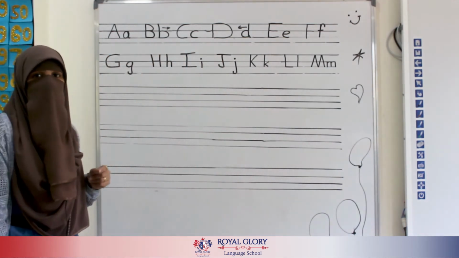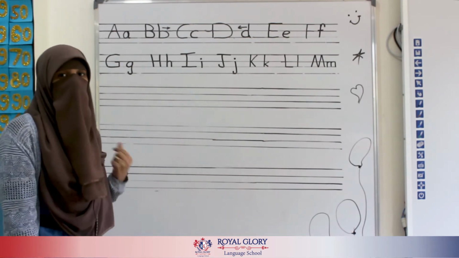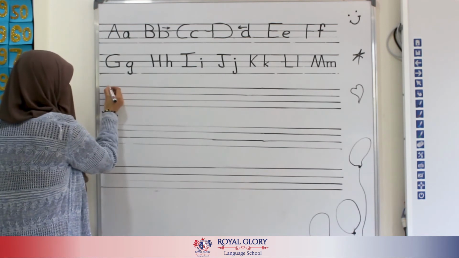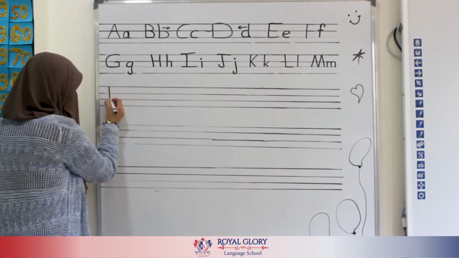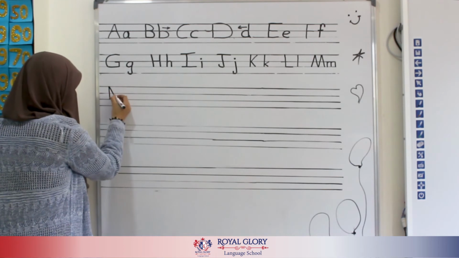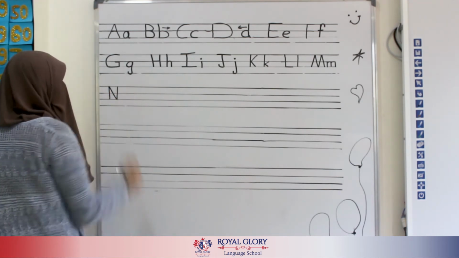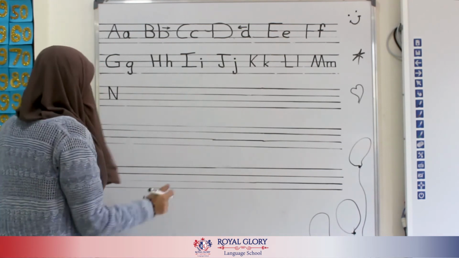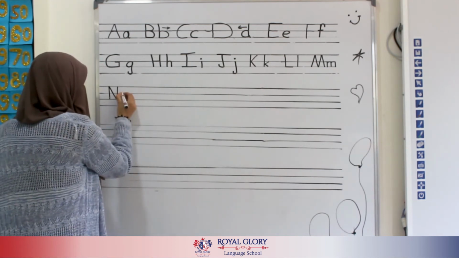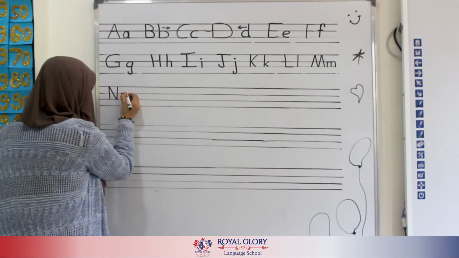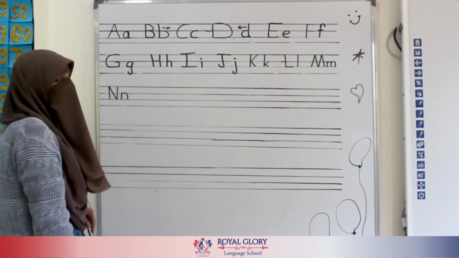Letter N, like a net or nest. How to write it? Standing line down, then slanting line down, then standing line up. The lowercase: standing line down between 2 lines, and the small curve down, down, down, down.